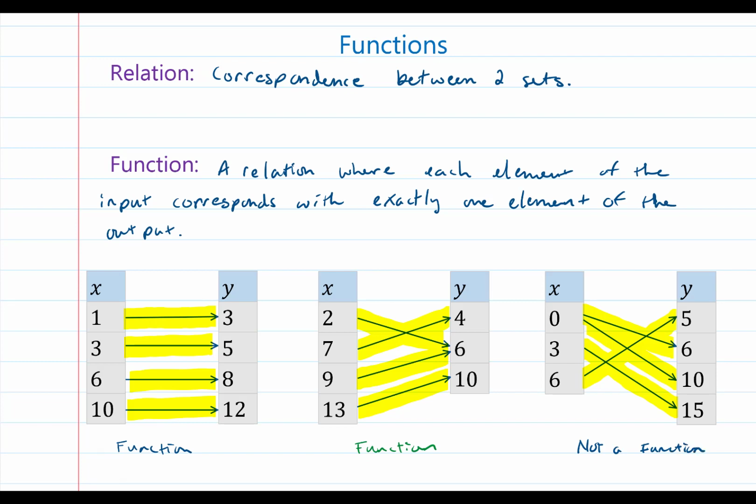So just again to be clear, the second mapping diagram was a function, even though we have both 2 and 9 corresponding to 6, but the third mapping diagram is not a function because you have 0 pairing or corresponding with 6 and 10. So anytime a value in your input or your independent variable is corresponding to more than one value in your output or your dependent variable, it means that it is not a function.